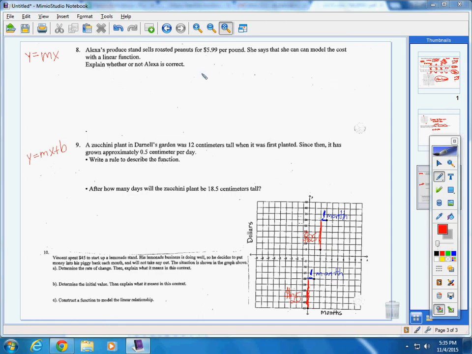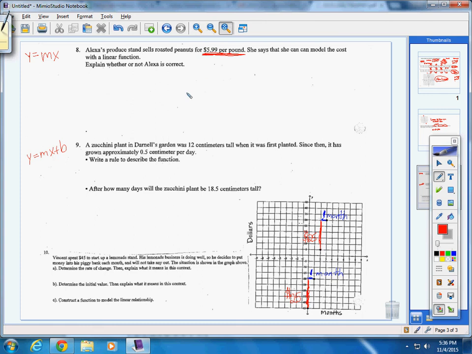Well, let's look at the information that we have. Alexa's produce stand sells roasted peanuts for $5.99 per pound. To me, that sounds like a rate. So we've worked a lot with initial value and rate of change, and we had that template that we worked on for a while: y equals your initial value plus your rate of change times x.